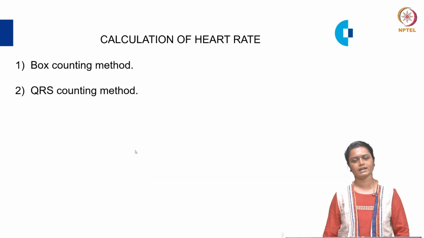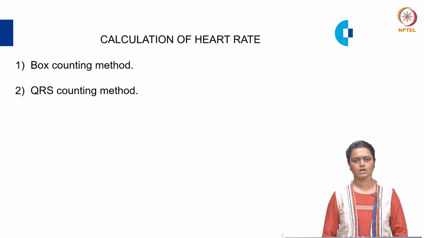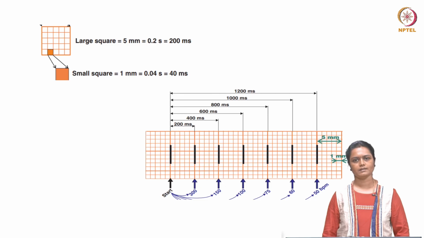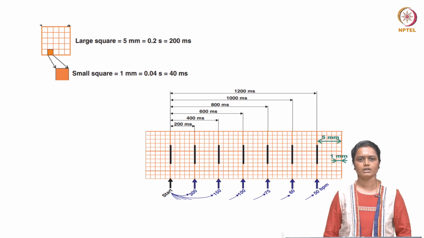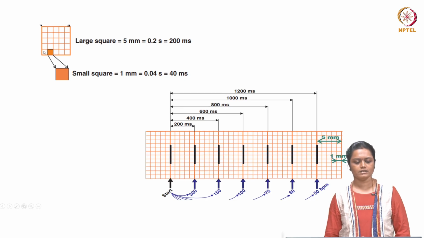Coming to the next important aspect, which is the calculation of heart rate. Heart rate calculation can be done by using two methods: the box counting method and the QRS counting method. In the box counting method, you can count either the number of large boxes or the number of small boxes. For this, you have to know that one large square, which is equal to 5 millimeter, is equal to 0.2 seconds, and one small square, which is 1 millimeter, is equal to 0.04 seconds.